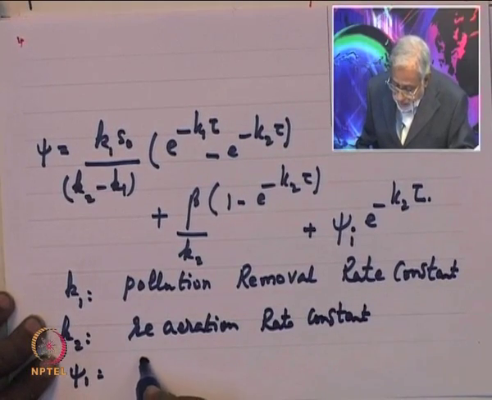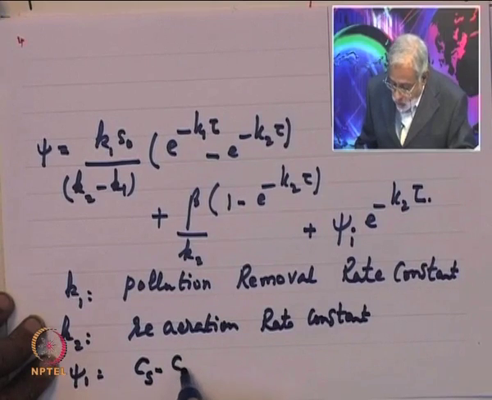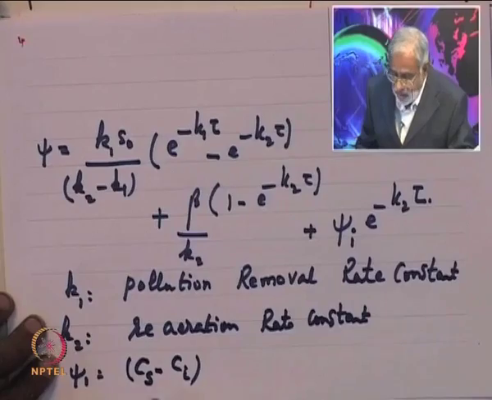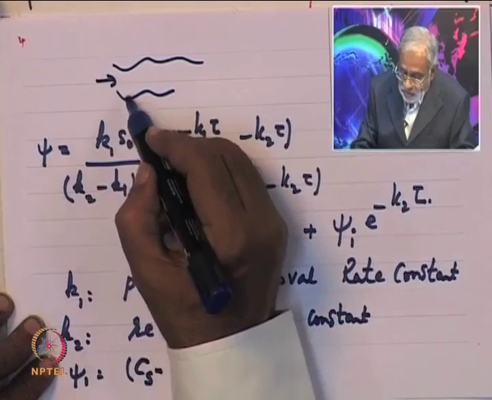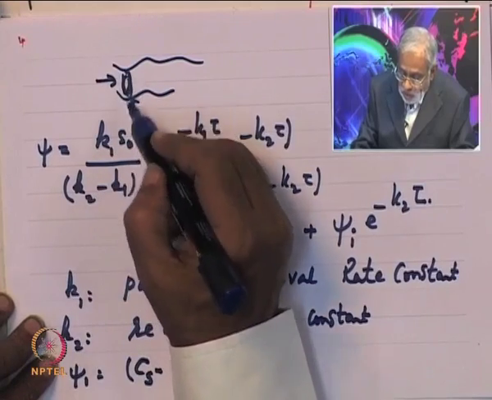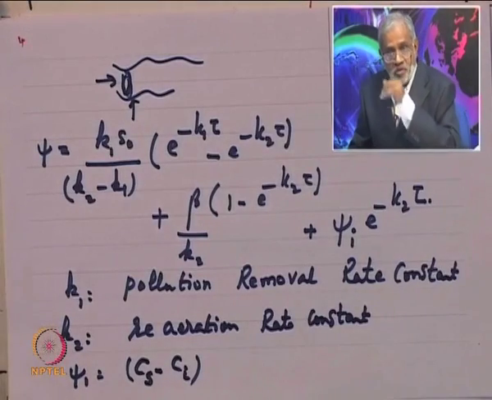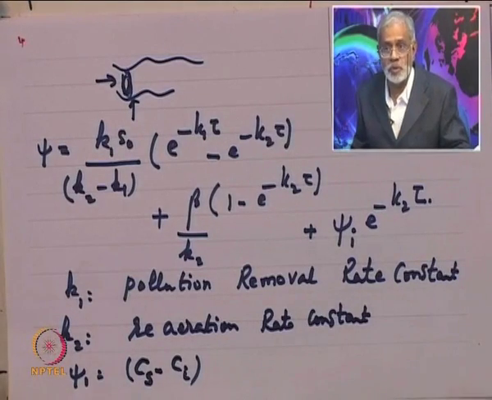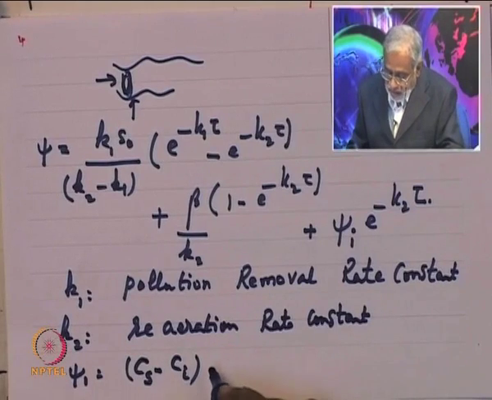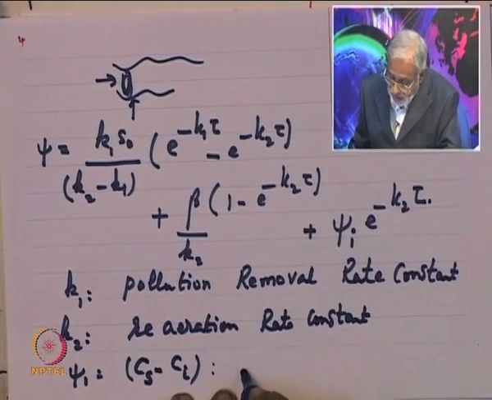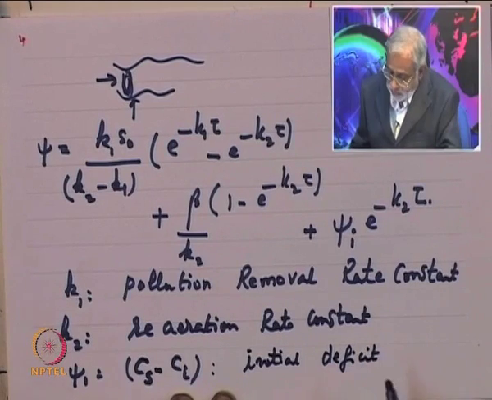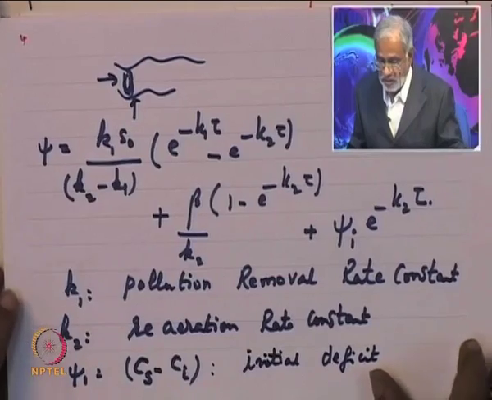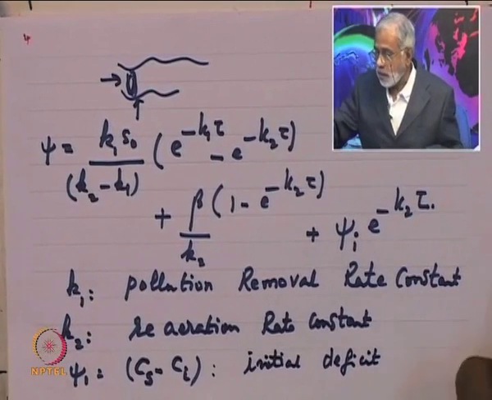What is initial sag? It is C s minus whatever is the oxygen at the, suppose we have this river like this. So, you have pollution coming in. So, as soon as you mix the two and whatever is the initial level of oxygen in the river, as soon as it gets mixed up with the pollution, okay, that is called initial sag. Often it is called the initial deficit.